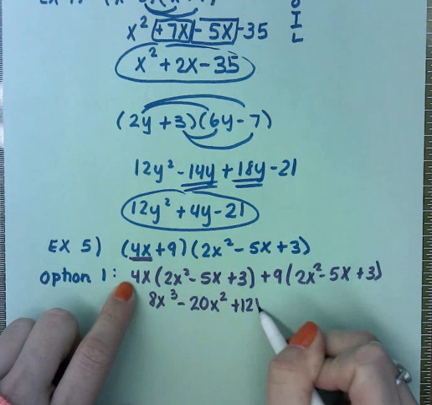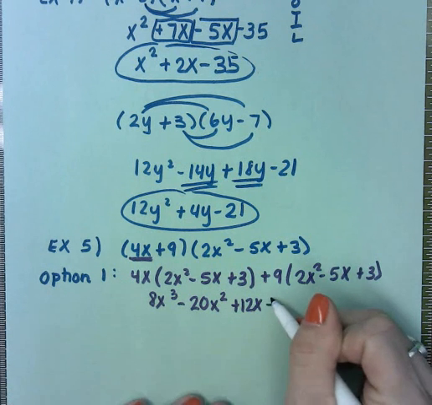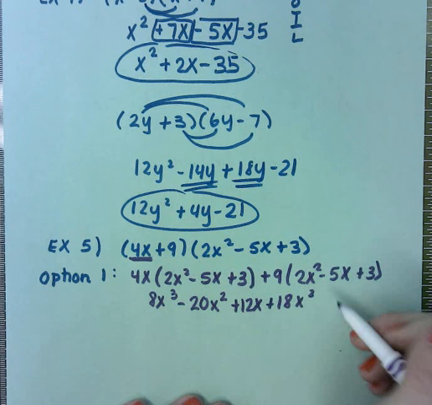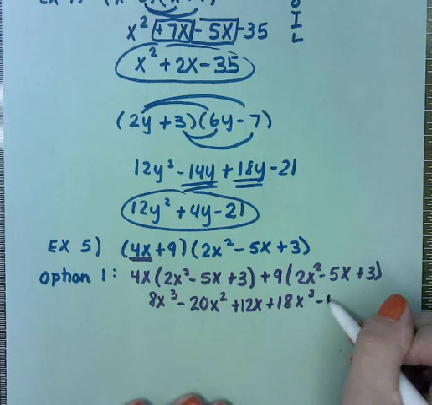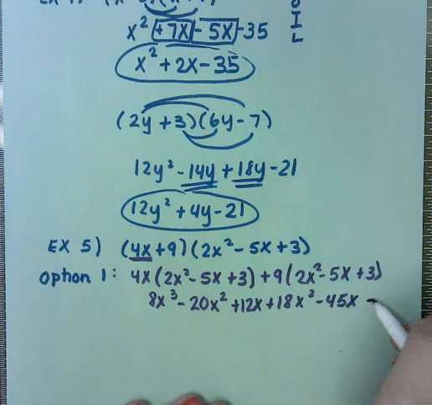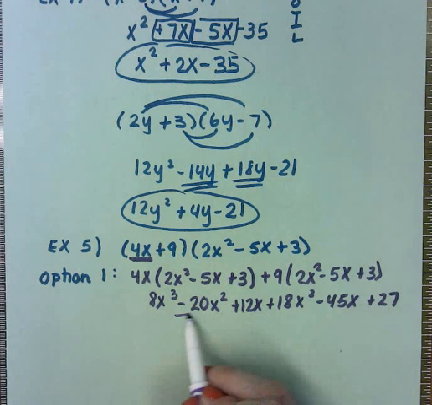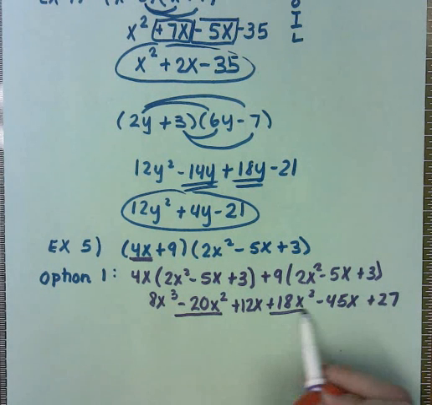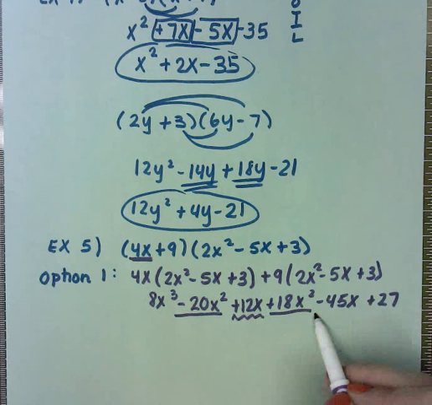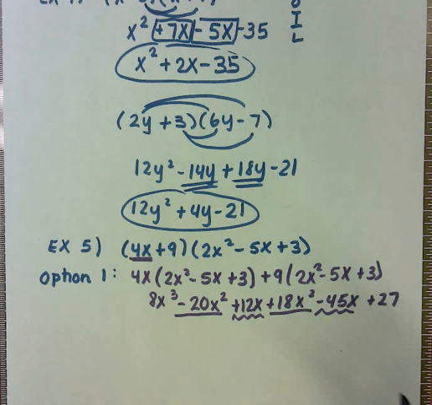All that's left is to add our like terms together. So we have negative 20x squared and 18x squared. We've got 12x and negative 45x. When we add it all together, we end up with 8x cubed minus 2x squared minus 33x plus 27. And that would be your final answer. Okay, so that's option 1.